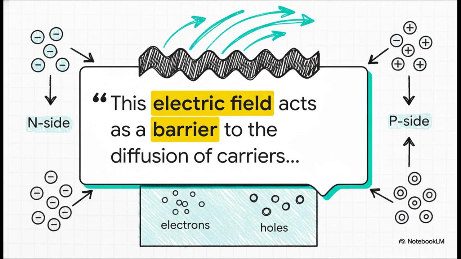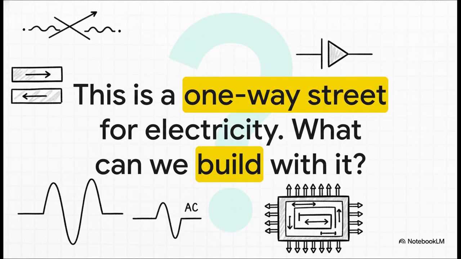Because all those negative electrons moved over to the p side, you've now created a powerful, built-in electric field right at that junction. It's like a little battery inside the material itself. And this field acts as a barrier, a wall, that prevents any more electrons from just wandering across. The process stops itself. And that's where we'll leave it.